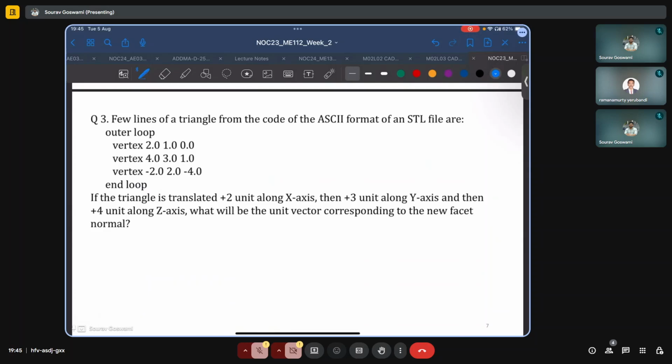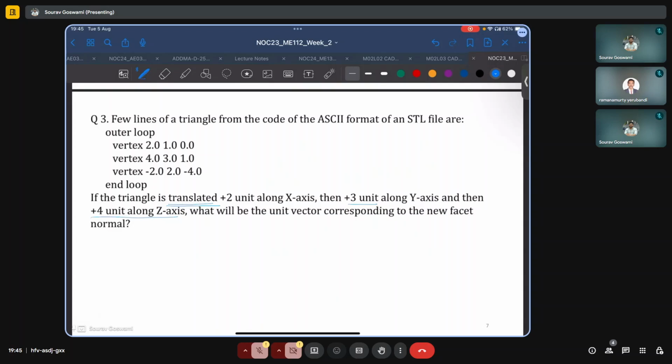The third question, again, few lines of the code are given. In this case, instead of rotations, we have translations. So the triangle is translated +2 unit along x-axis, then +3 along y, and +4 along z. What will be the unit vector corresponding to the new facet normal?